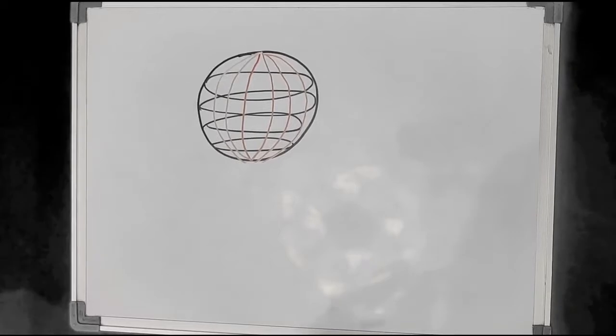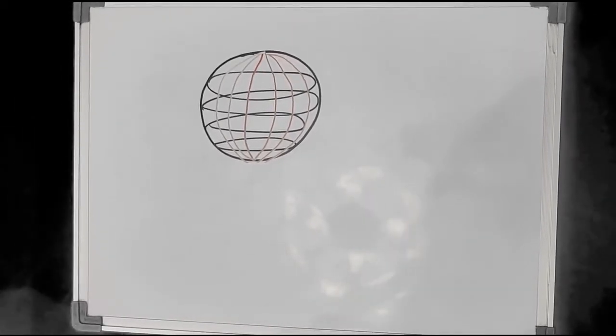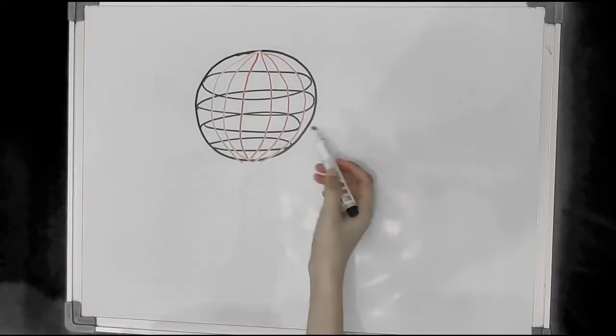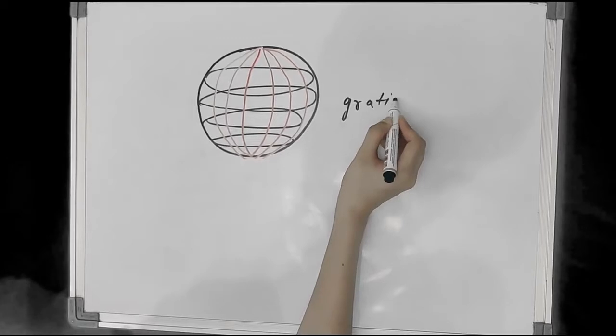In this figure, you can see prime meridian, meridians, parallels of latitude and equator. This is forming a grid, and this grid is called graticule.